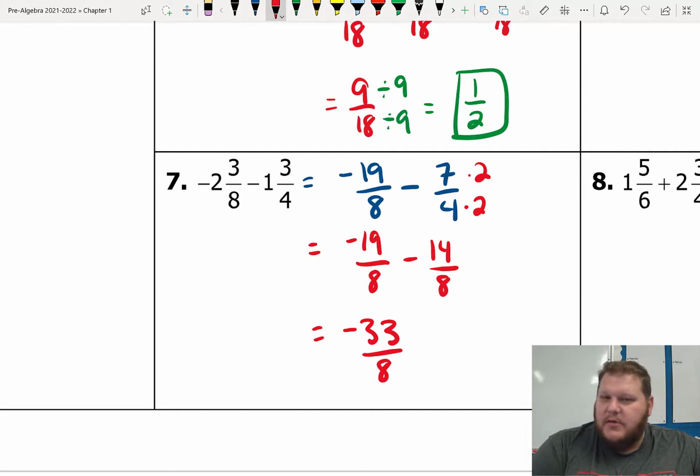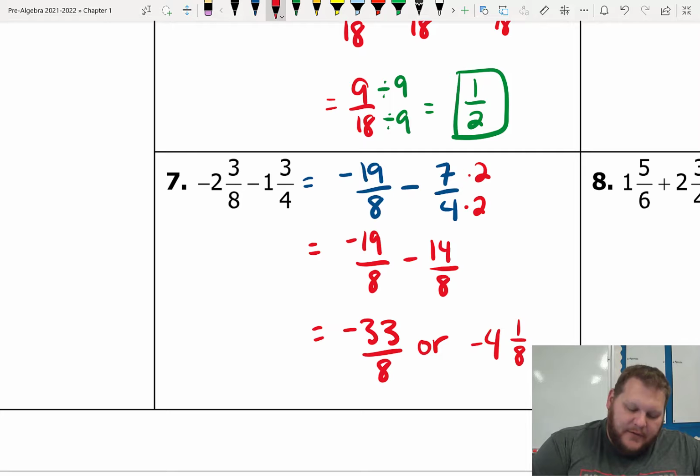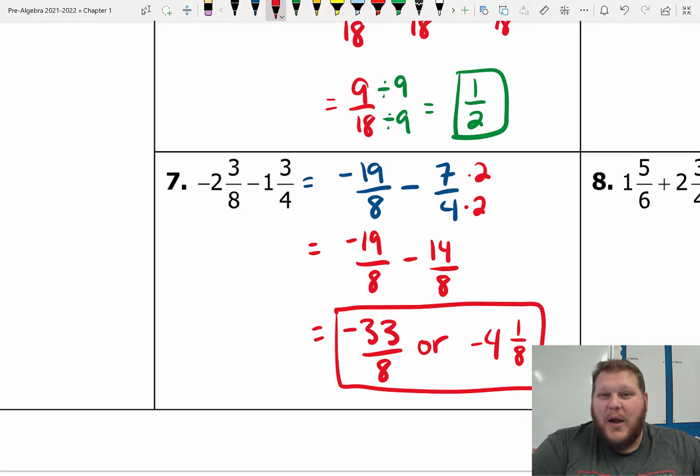If you want to, because you are given your problem in mixed number form, you can give your answer in mixed number form. If you want to do that conversion, remember we're doing how many times does our denominator evenly go into our numerator. So in this case, 8 goes into 33 4 whole times with 1/8 left over. So you also could have your answer as negative 4 and 1/8. Either of those are fine. I usually just leave it as an improper fraction unless the instructions explicitly tell you that you have to put it as a mixed number. I'm fine leaving it as an improper.